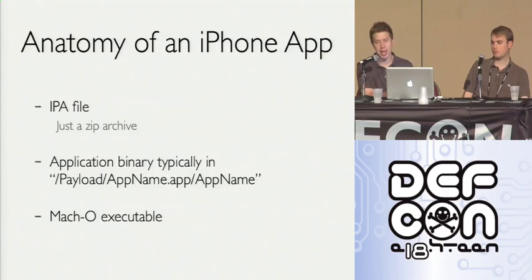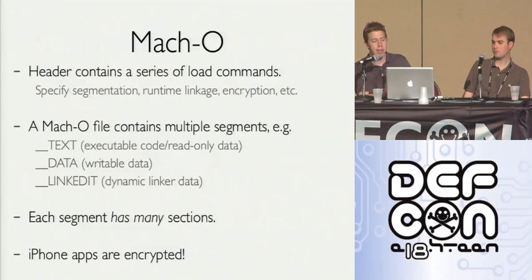What is an iPhone app when you actually download it? Like an APK, it's just a zip file. The application binary is typically in a certain place, and it's an executable format called Mach-O. Yeah, it's the same executable format as on OS X. The Mach-O header is a series of load commands, so they specify how the binary is segmented in memory, what frameworks it's linked to at runtime, whether it's encrypted, and so on and so forth.